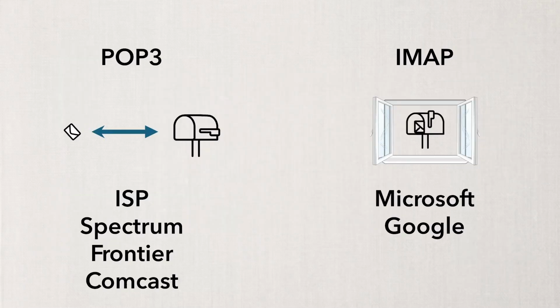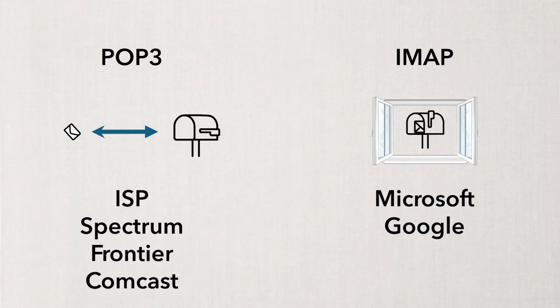Now, typically with POP3, the companies that utilize POP3, and I mean the email providers, are not really in the email business. They just do it as an aside. And that's typically your ISP, such as Spectrum, Frontier, Comcast. They provide email maybe as just a little value add-on, but that's not their core business.